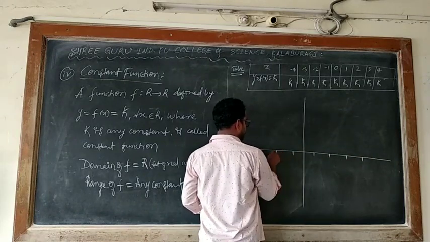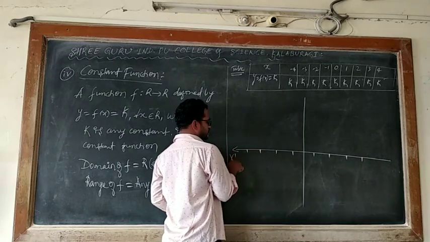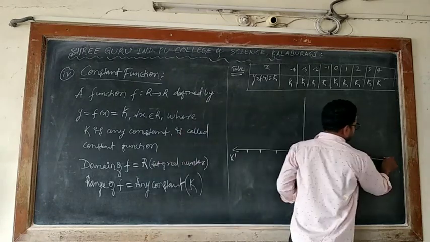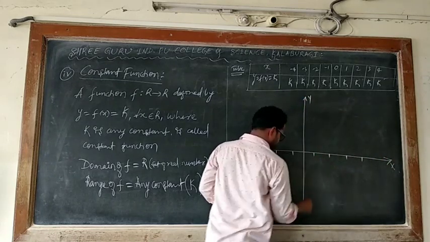Minus 1, minus 2, minus 3, minus 1. You take more also, it is enough. I can take only these 4 numbers. This is y, this is y dash.